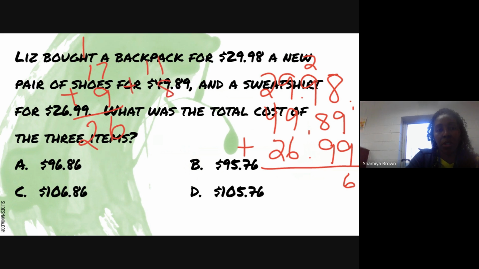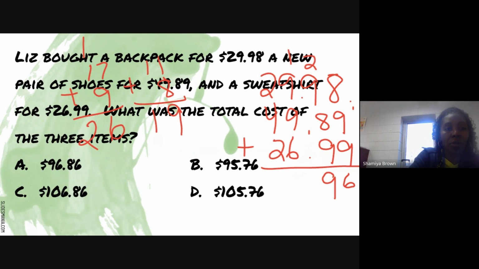If you don't know it, you could just stack it up again. 11 plus 8 is 9 plus 1. I could do that in my head, but I'm just going to show you. Put my 9, carry my 1. Now I have a 1, a 9, a 9, and a 6 in this column. So 1 plus 9 is 10. 10 plus 9 is 19. 19 plus 6, 25.